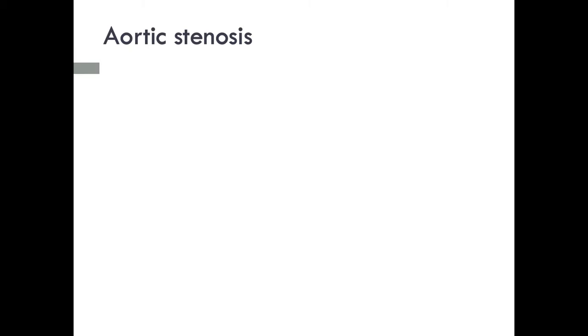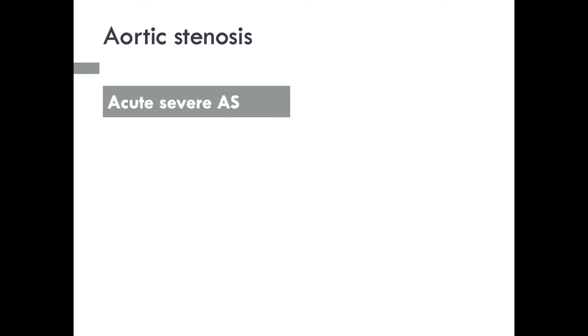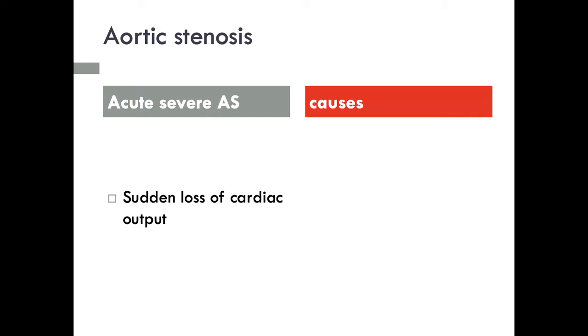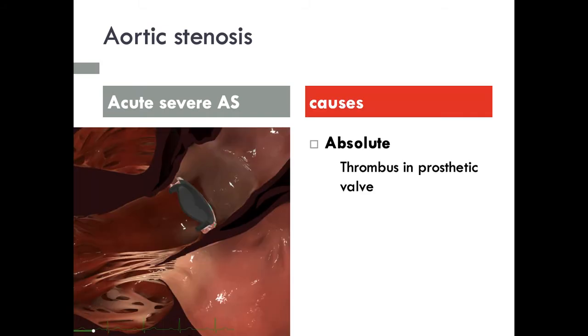Moving on now to aortic stenosis. Acute severe aortic stenosis can cause a sudden loss of cardiac output and cardiac arrest. And the causes of acute problems in aortic stenosis occur when we can see thrombus forming on a prosthetic valve. So if we have a mechanical aortic valve prosthesis in a patient who's inadequately anticoagulated, thrombus will form on the leaflets of the valve and obstruct it.